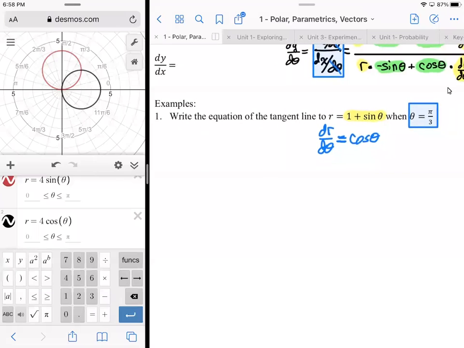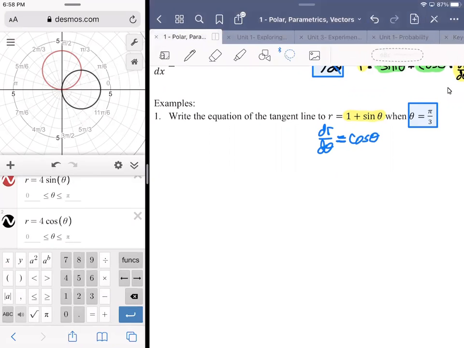All right, so the first example: write the equation of the tangent line to this function where theta is equal to pi over 3. Now, just a quick refresher, because we haven't really talked about this too much. The equation of a tangent line, very, very important. On the first unit test, you will be asked to write the equation of a tangent line. It could be for a polar graph, it could be for a parametric, but it's going to be on there.